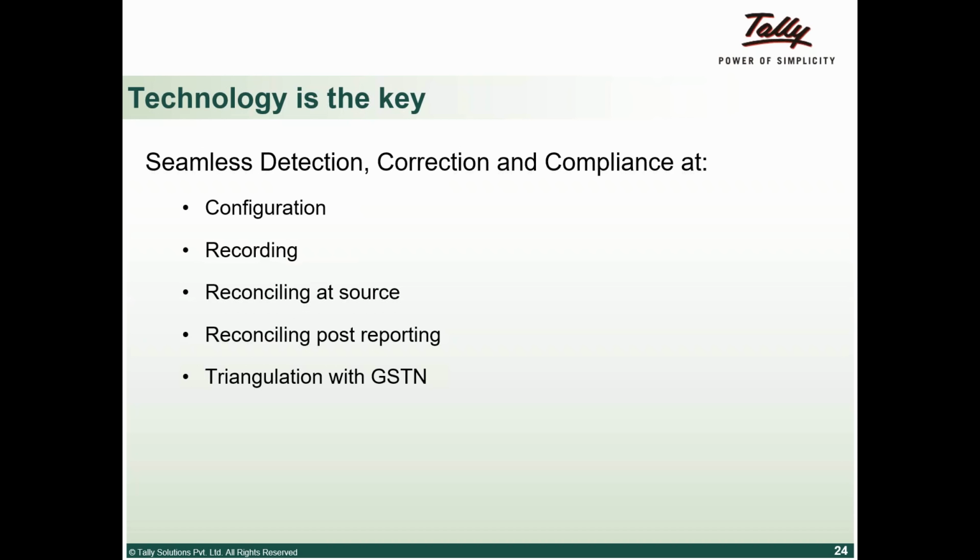Then the triangulation with the GSTN is basically the electronic cash ledger and the electronic credit ledger. We'll have to make sure that my values match. This is like the bank reconciliation that I'm doing, right? Currently I have my bank account in my books of account, and my banker has my account in his books of account, right? So we have this bank reconciliation in Tally.